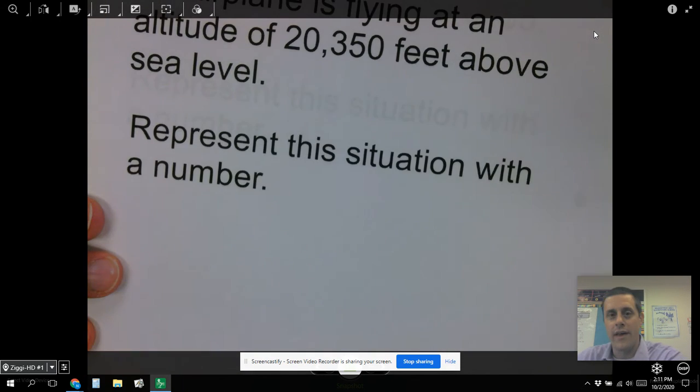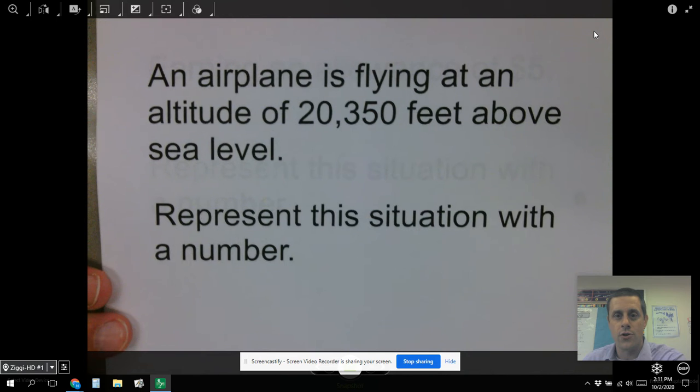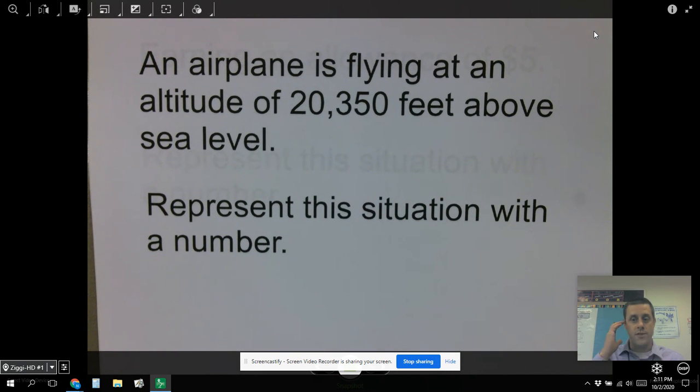All right, next, with integers, we are going to use integers to represent real-world scenarios. So depending on the context of the number in the situation will determine if that integer will be positive or negative. Take a look at the first one.